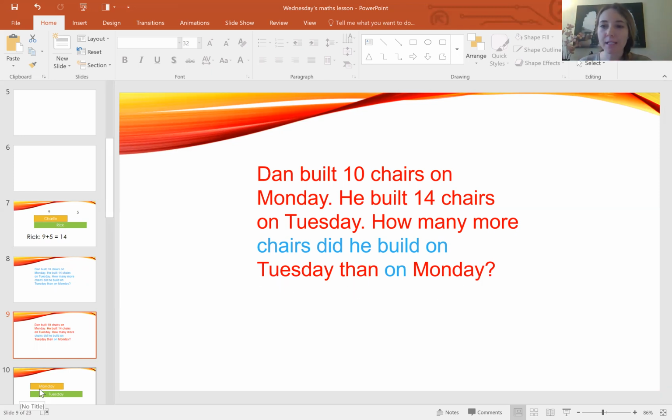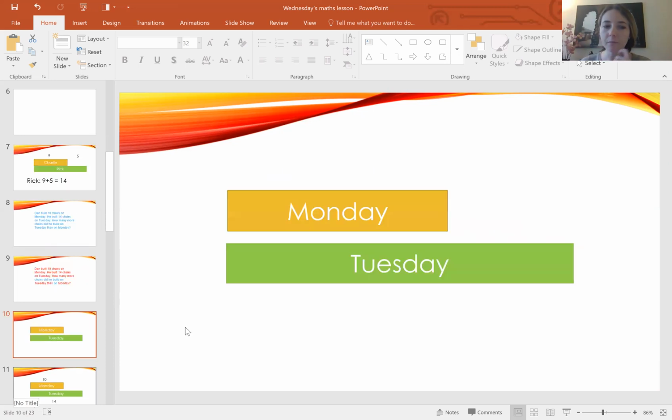So I'm going to represent it in a bar now. I know that on Monday he built 10 chairs, and on Tuesday he built 14. So I've made Tuesday's bar longer because he built more chairs on Tuesday than on Monday. So that's why I've done a shorter bar for Monday and a longer bar for Tuesday.